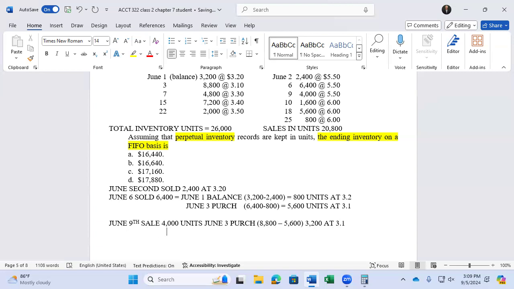And then we need from the June 7th purchase. We have a sale of 4,000 minus 3,200. And that would equal 800 from the June 7th purchase at 3.3. Good so far?